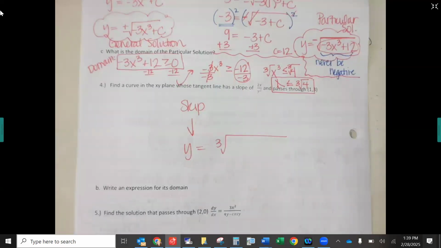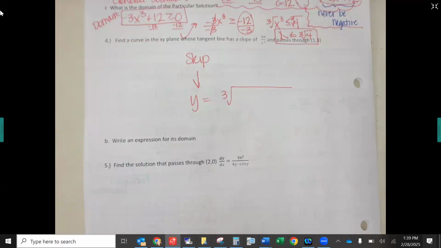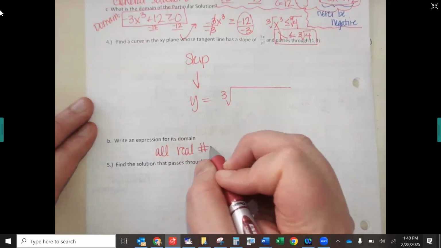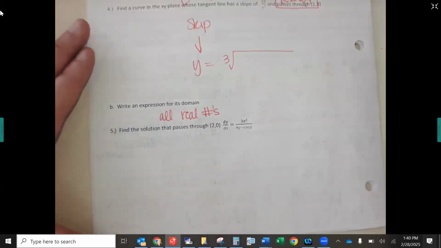For a square root, I can't square root negatives, but I can do anything that's positive or 0. For a cubic root, would my domain have that same restriction? Can I cubic root positives? Can I cubic root negatives? Can I cubic root 0? Then this would be all real numbers. So for cubic or odd roots, you don't have any restrictions. You can cubic root whatever you want: positives, negatives, 0, doesn't matter. So only for square roots would you really have to worry about them asking you about the domain. All right, so let's go to the next one.